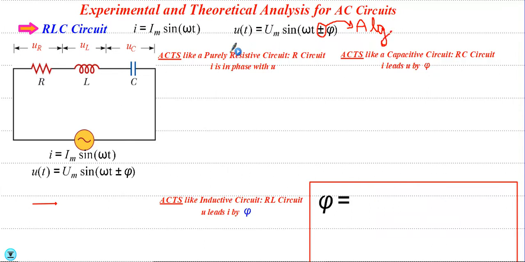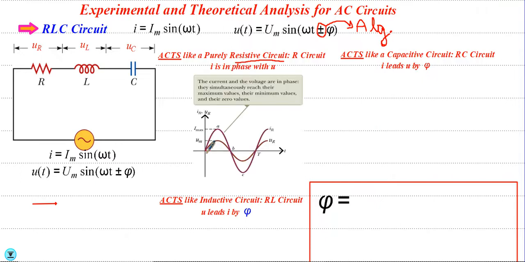In the first scenario, an RLC circuit may act like a purely resistive circuit such that I is in phase with U. This means that at 0, U and I meet. At maximum they meet at the same time as well, and at absolute minimum they meet at the same time, at 0, etc. That's the first scenario of the RLC circuit, a resistive circuit, and in this case phi will be 0.